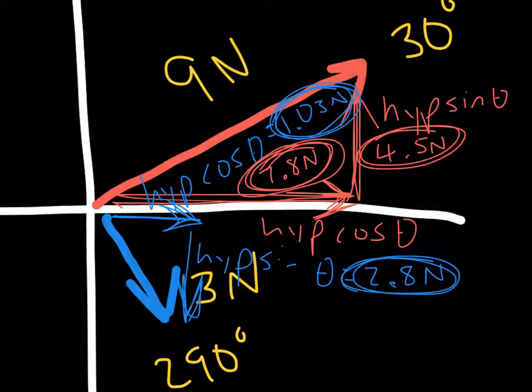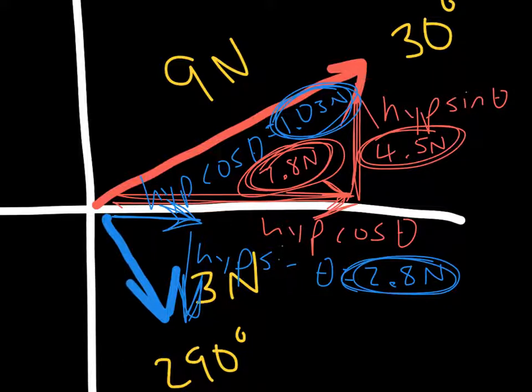Now let's go to the blue vector down here. Its component part in the y direction is going to be hypotenuse sine theta. When you plug in the numbers, it's going to be 2.8 newtons. Now don't forget, this angle from here all the way around was 290. So 70 more would give us 360. So this angle would be 70. This angle would be 20.